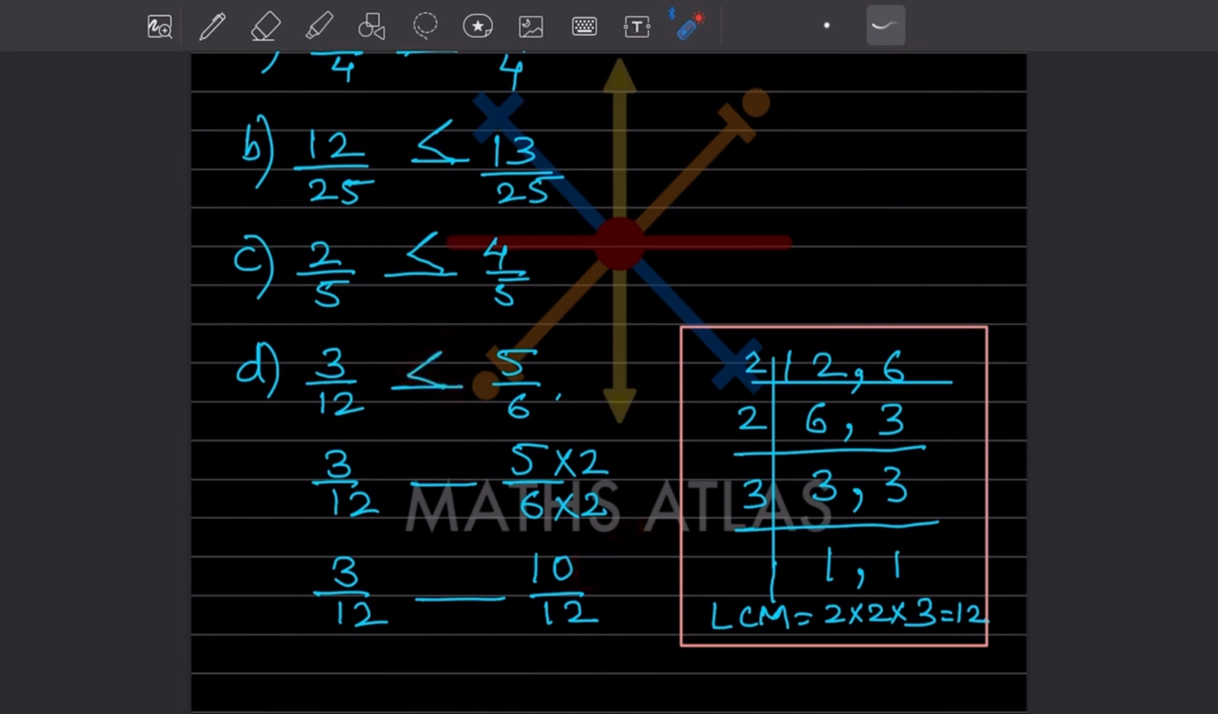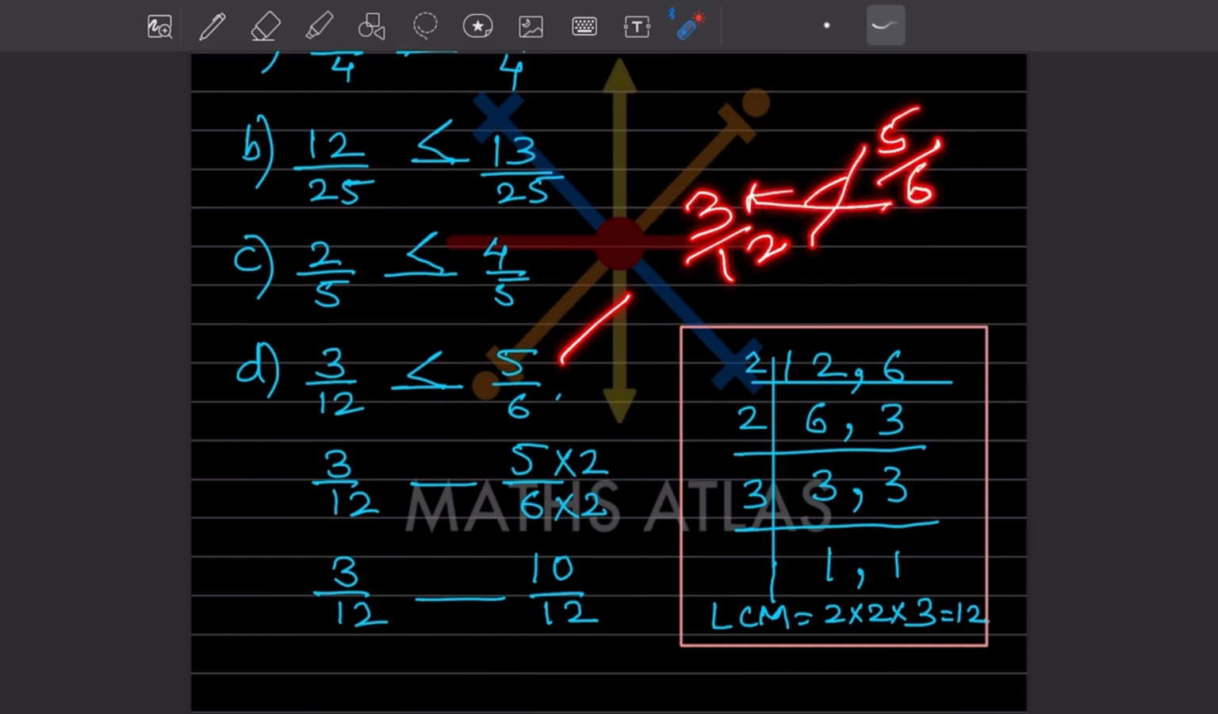And the other way of doing this is, now see here, same thing I'm writing over here, 3 by 12, and you don't know which is the bigger number, 3 by 6. So what will you do? Directly cross multiply over here. So what will you get? 6 times 3, that is going to be 18. And 12 times 5, that is going to be 60. Which number is bigger? Of course, this 60 is bigger, right?